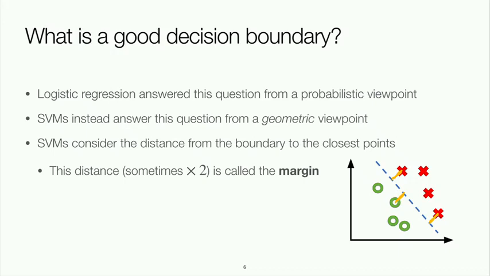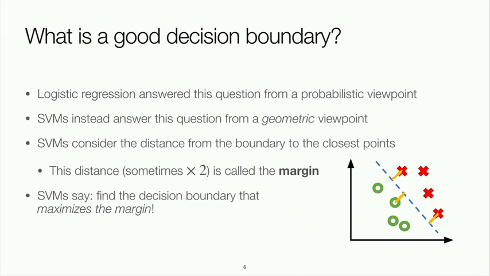And this distance, sometimes times 2, based on whatever convention you're using, is called the margin. The margin is the distance between points on either side of your hyperplane and the hyperplane. Or if you multiply that by 2, the margin would be the distance between the points of either class. And then what support vector machines say is that you should find the decision boundary that maximizes the margin, okay? Try to maximize the distance from the boundary to the closest points on either side. That's at least the high-level definition of what SVMs are trying to do, and we'll try to draw that on the next slide.